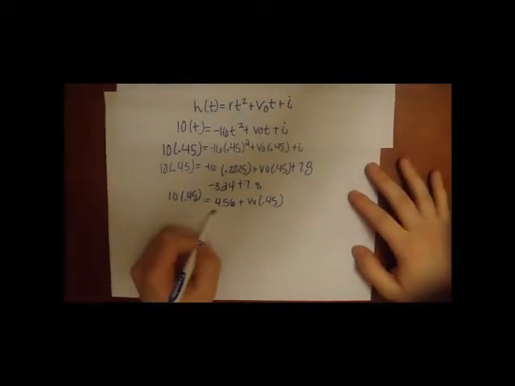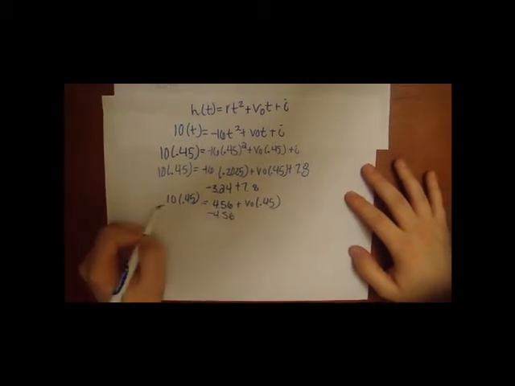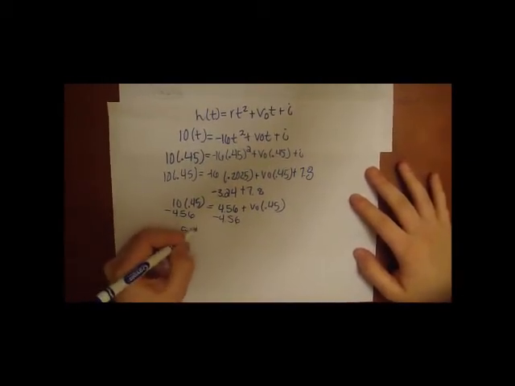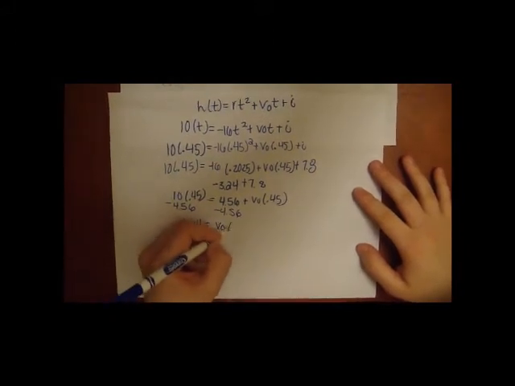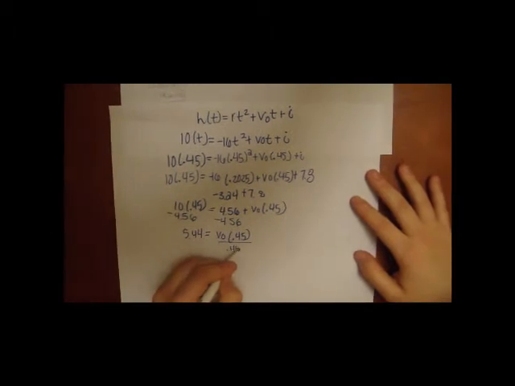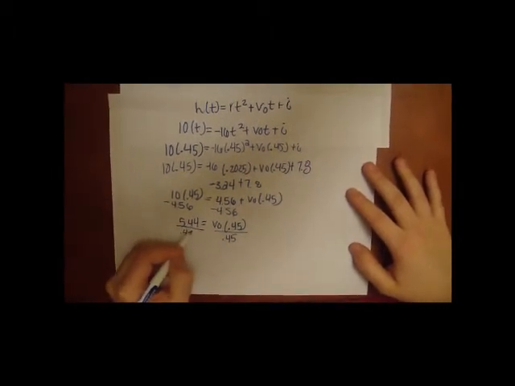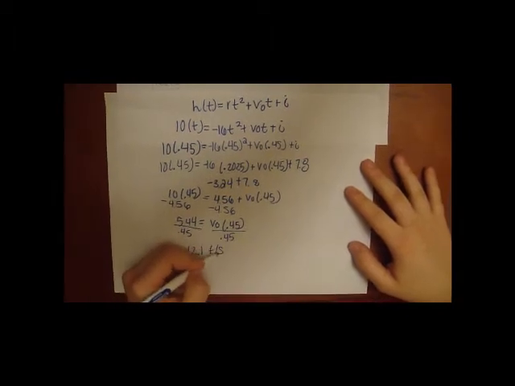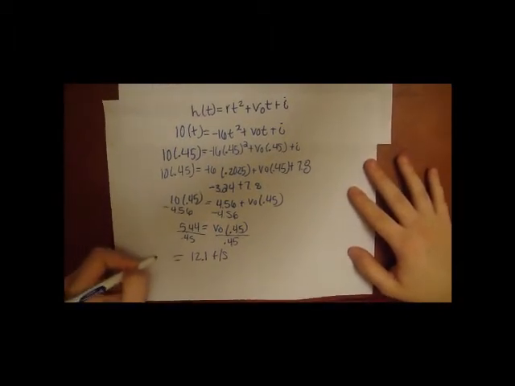Now we have to subtract 4.56 from both sides, and that equals 5.44, which equals the velocity times 0.45. Now all we have to do is divide both sides by 0.45, and that equals 12.1 feet per second, which equals our initial velocity.